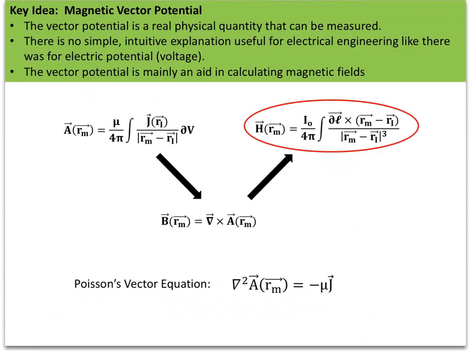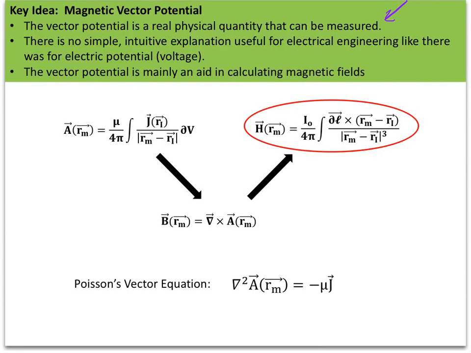Now, one of the hardest things to understand in learning magnetostatics is the magnetic vector potential. It turns out that the vector potential actually is a real physical quantity that can be measured, but at least I don't know of any really simple, intuitive explanation that's useful for electrical engineering, like there is for voltage or electric potential. We could define the electric potential or voltage as the potential energy of a charge in an electric field, and I don't know that magnetic vector potential has that kind of explanation. If there is one, I don't know it.